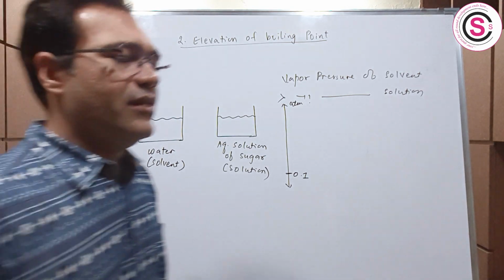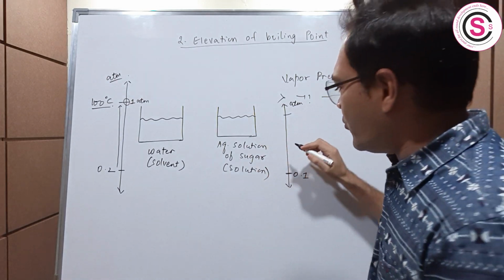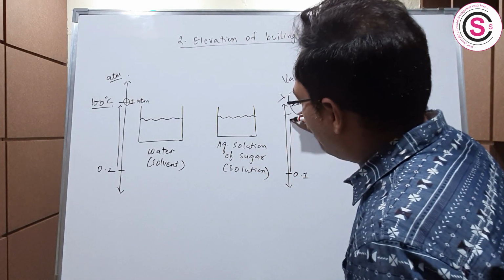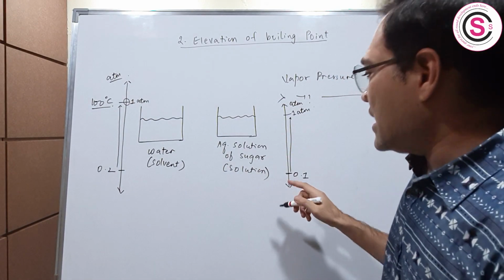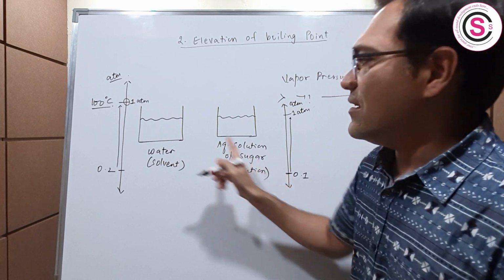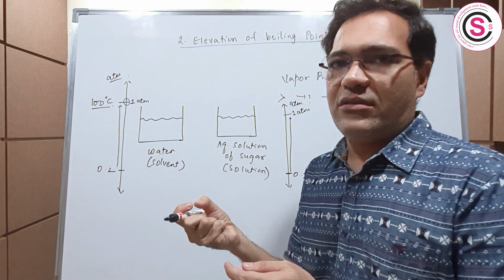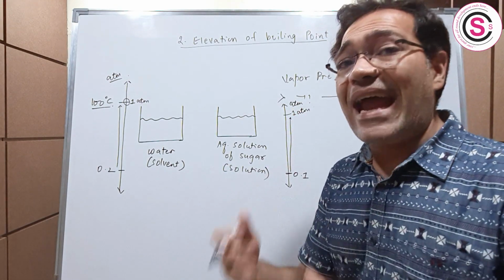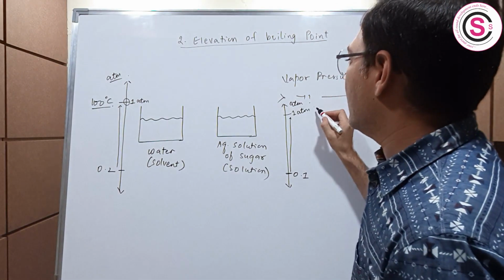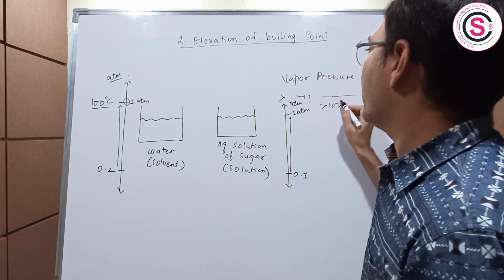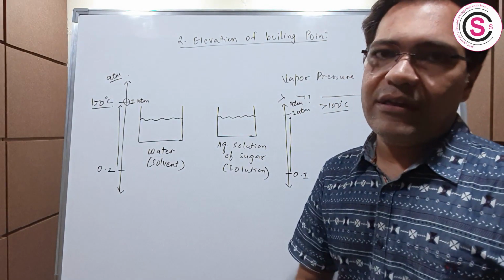Right? Now in this case, if I go on heating the aqueous solution of sugar, what will happen? The vapor pressure will increase and a time will come when it will reach 1 atmosphere. Right? But since the vapor pressure here is less as compared to that in the solvent, what will happen? See students, it will need more heat. It will reach 1 atmosphere, but that will be done by taking more and more heat. And as a result, the boiling point that we get here will be more than 100 degrees Celsius. Correct?